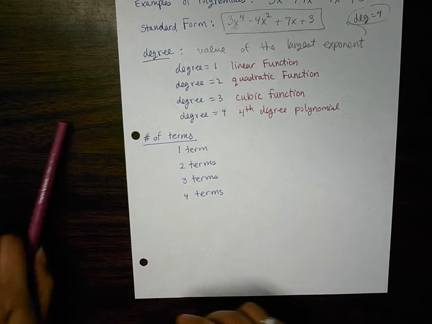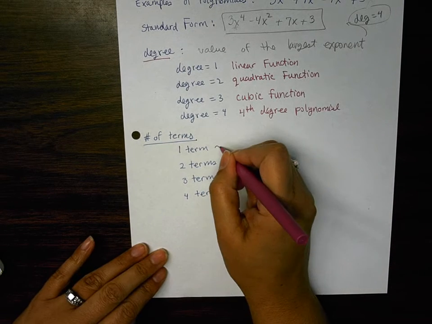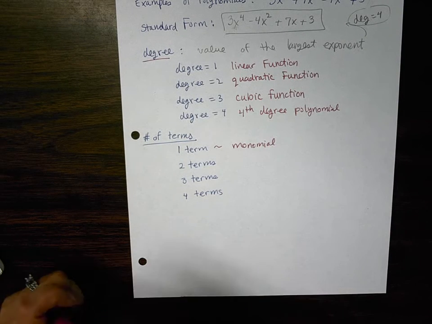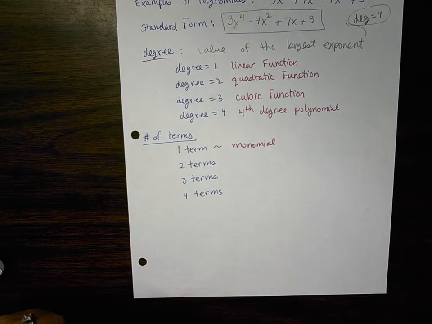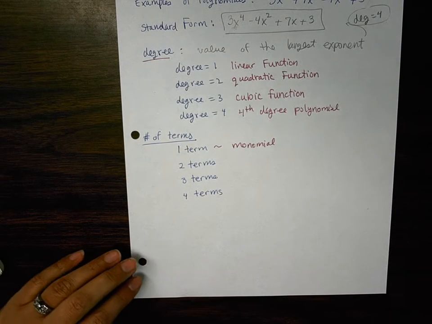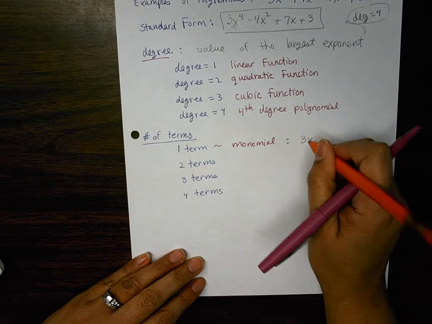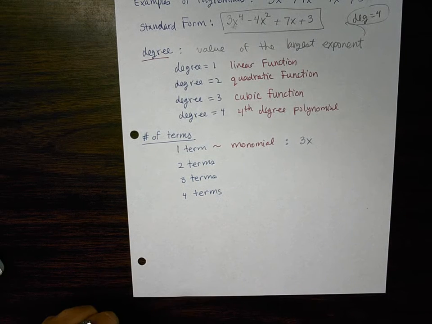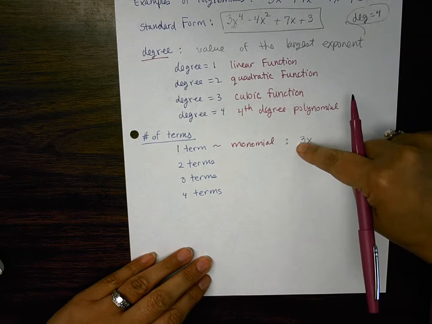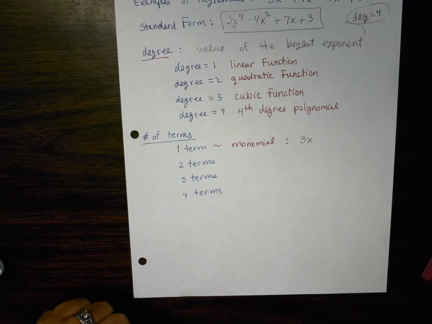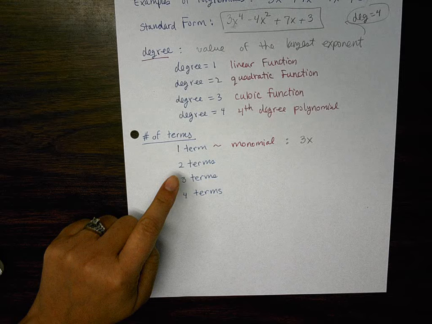When it has 1 term, we call that a monomial. Does anybody remember hearing that before? Sounds familiar. A monomial is a polynomial with only 1 term. An example of that would be something like, say, 3x. 3x is a monomial. There's only 1 term. There's 2 pieces, a 3 and an x, but it's 1 term. Got it?